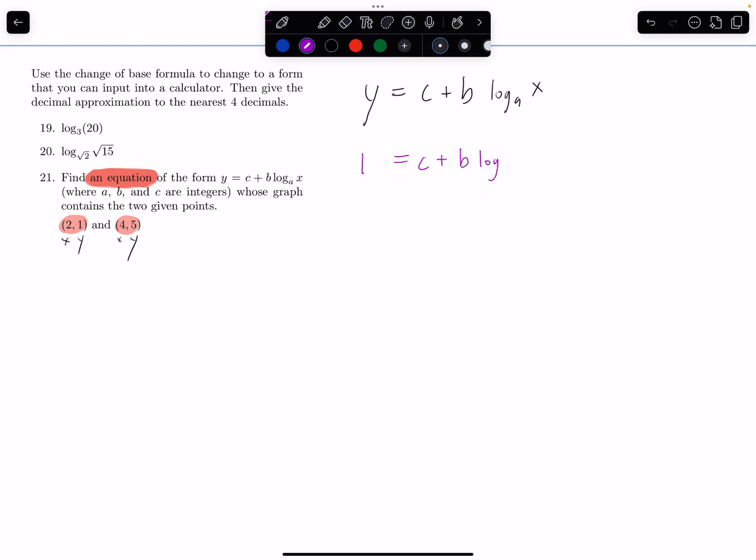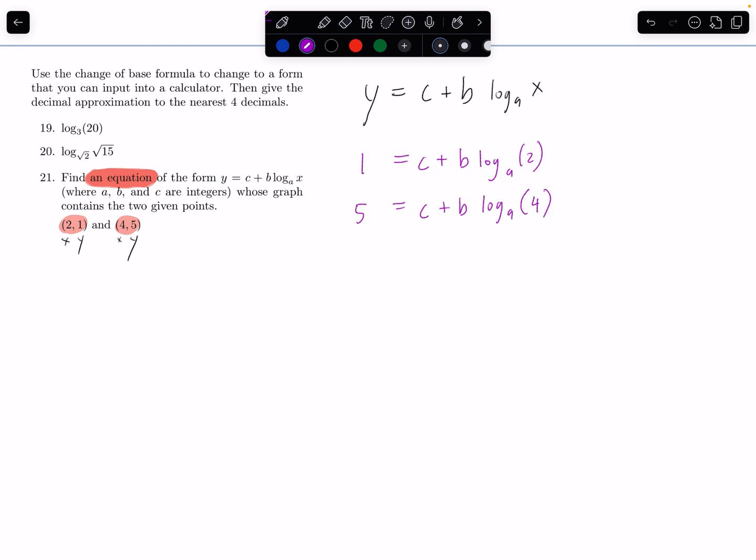B log base A of x, and x is 2. Yeah, that's the first equation. Second equation, using 4, 5. Well, y is 5, so it's 5 is c plus b log base A of 4.